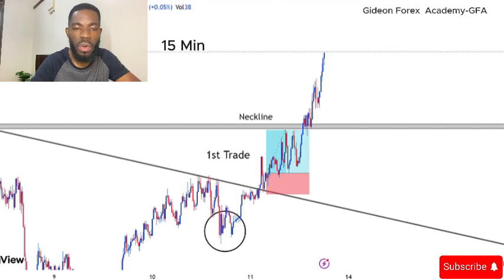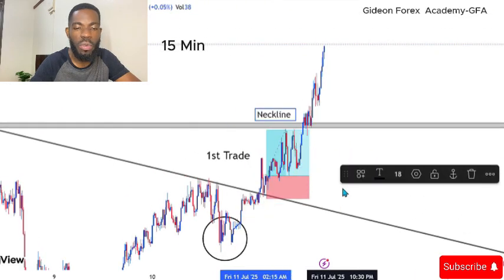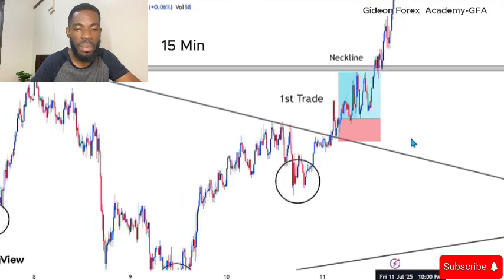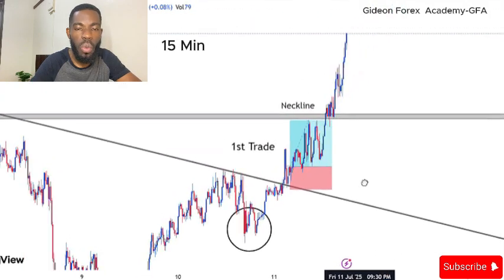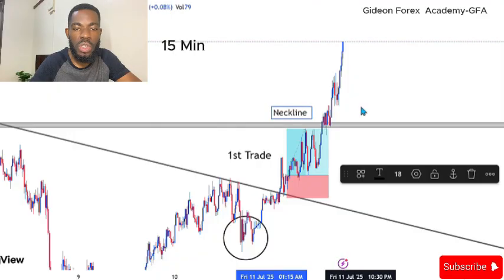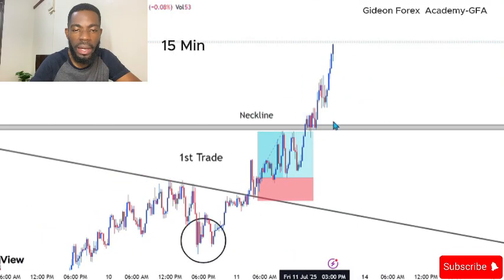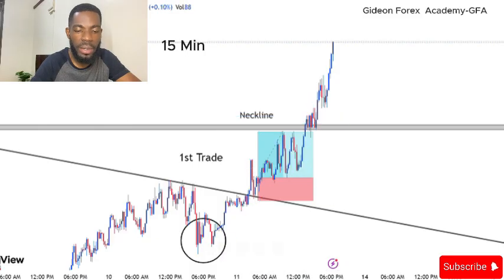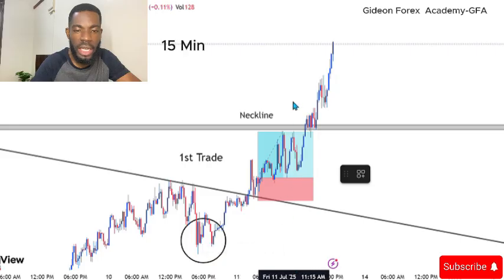We wait for another opportunity right there at the neckline of the inverse head and shoulder from our 1 hour time frame. We can see clearly from here, there is a reaction at this point, the neckline. The price broke above and retested. There is a break above with that bullish candle, and then a retest back to this point with this long wick, taking out liquidity down here.